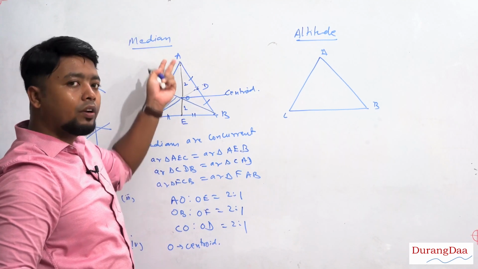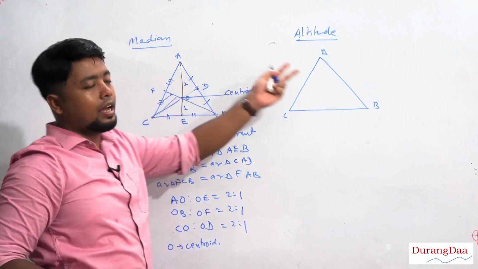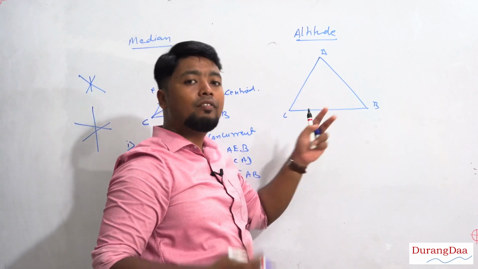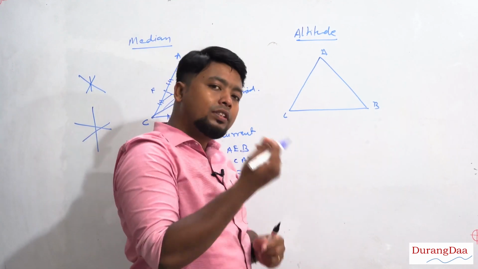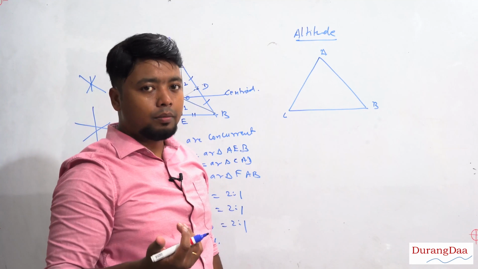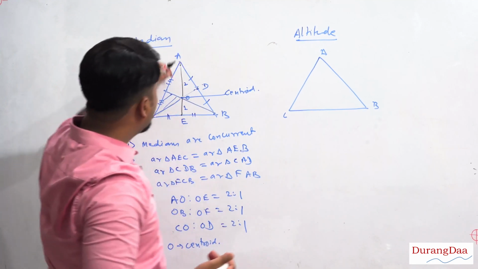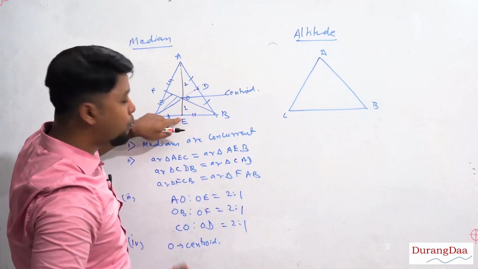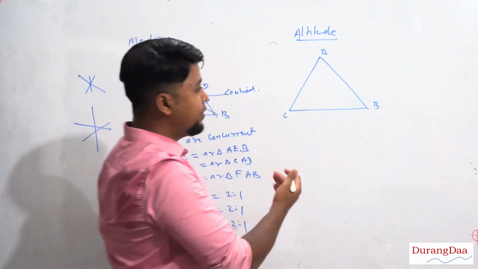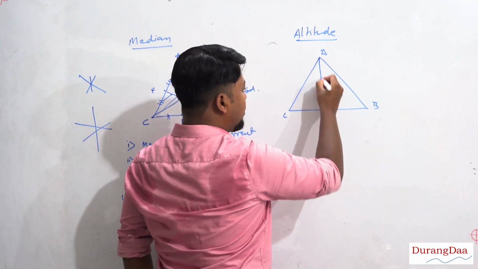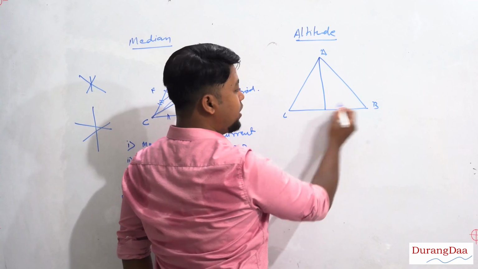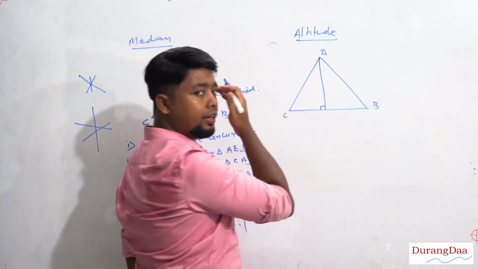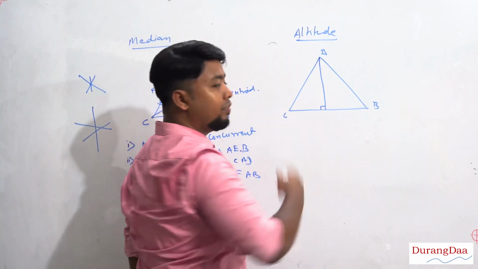In median also, a triangle has 3 medians, and for altitude also, a triangle can have 3 altitudes, and it will always start from the vertex of the triangle. But the difference is that the median was drawn from the vertex to the midpoint of the opposite side, but the altitude would be just a perpendicular drawn to the opposite side. This is 90 degrees. So, this is the altitude of the triangle.